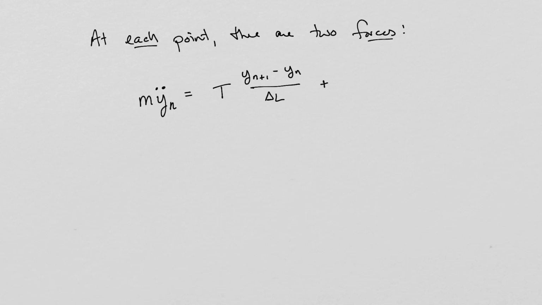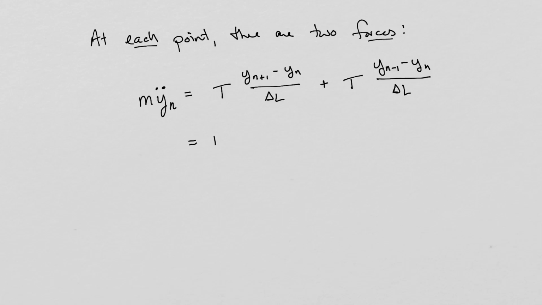And that one is going to have exactly the same form because the tension is the same. But it's going to be y sub n minus 1 minus y sub n over delta L, right? If y sub n minus 1 is above y sub n, then it's going to move it up. And if y sub n minus 1 is below y sub n, then it's going to move it down, right? And now you start to see the magic happen, right?